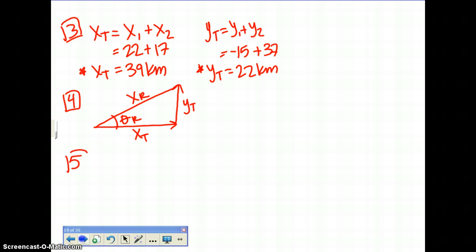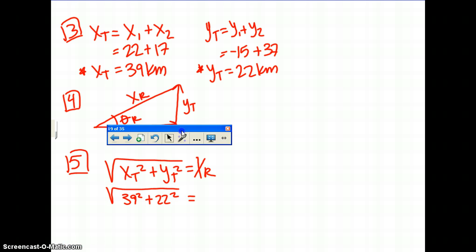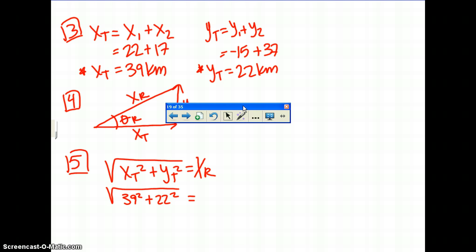Okay, so number 5, now we want to use the Pythagorean theorem to figure out what our magnitude would be for our ultimate answer. So that would be the square root of 39 squared plus 22 squared. Plugging that into our calculator, we should be seeing 45 kilometers for XR.